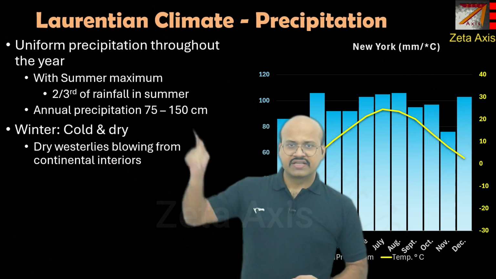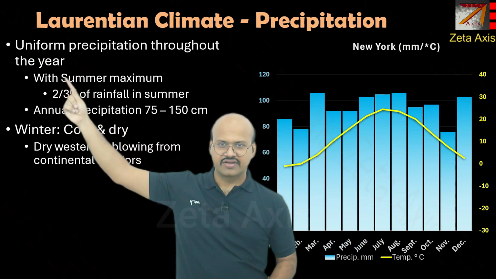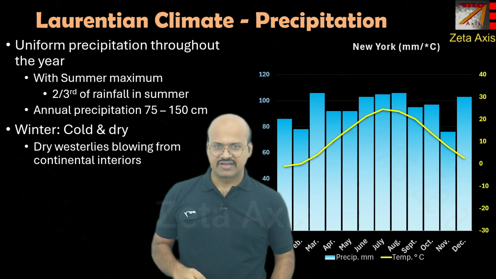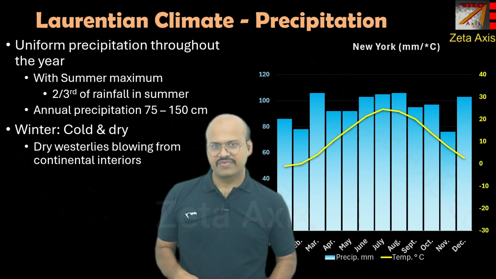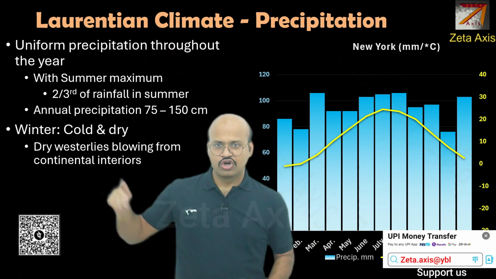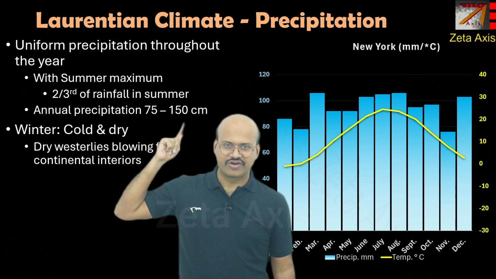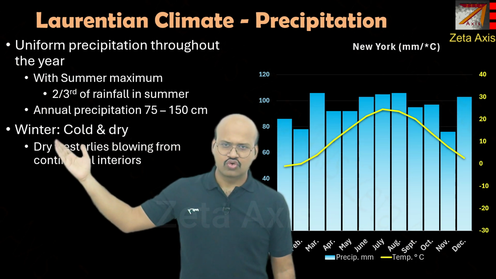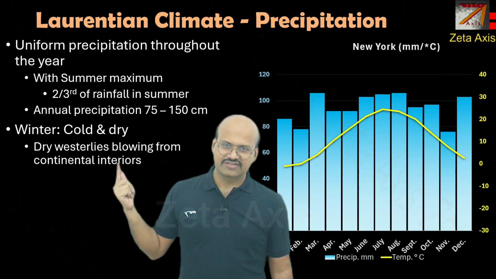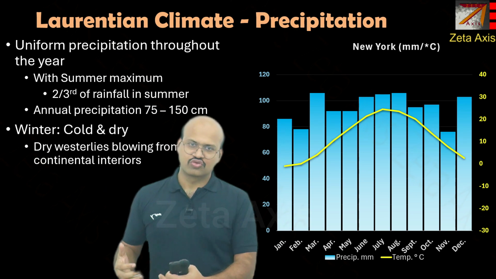Now if we see the Laurentian climate, then the precipitation is uniform throughout the year with summer maximum. So summer maximum is there and generally it has a very uniform rainfall. In winters the rainfall is however less compared to the summer. 2/3 of rainfall is in summer. Annual precipitation is from 75 to 150 centimeter. Winter is cold and dry. Dry westerlies blow from continental interiors. So the winds, they will blow from the continental interiors towards the oceans.